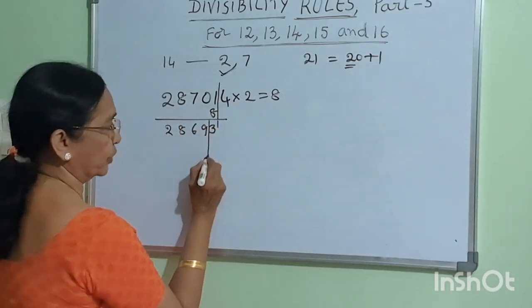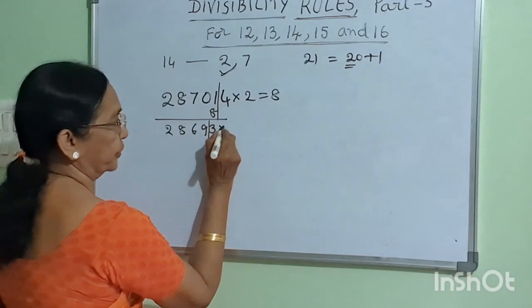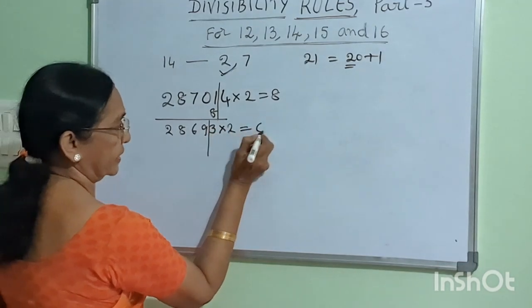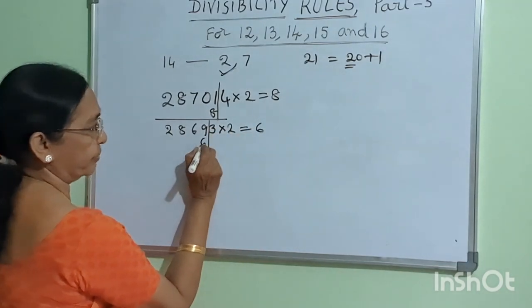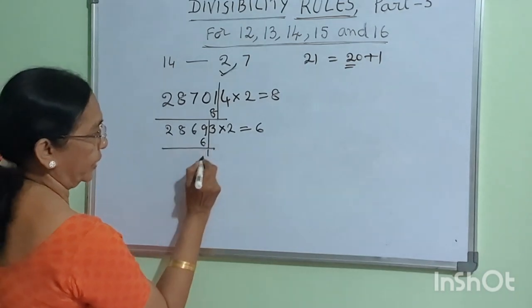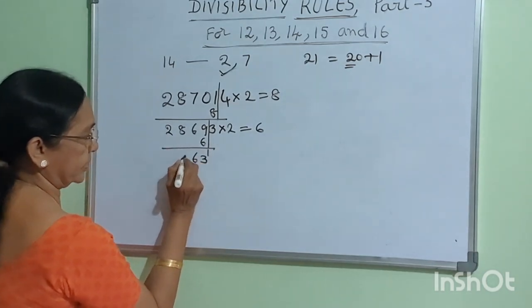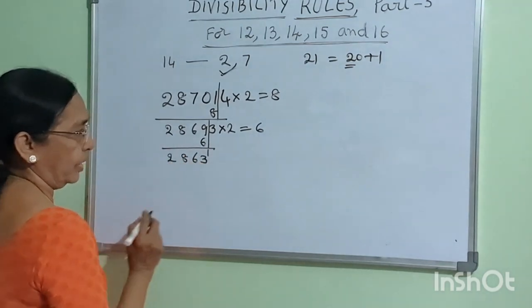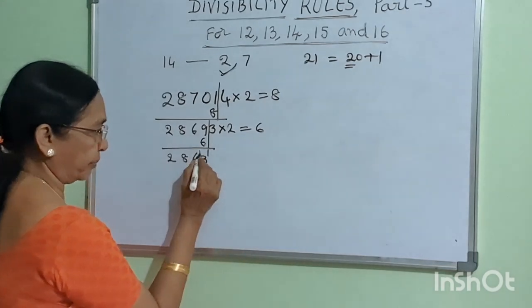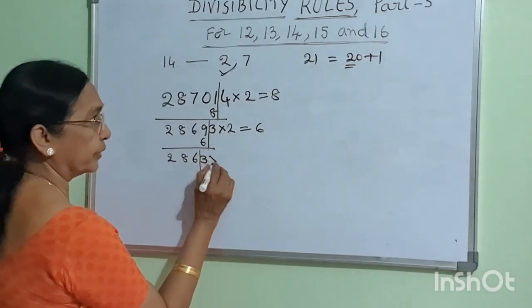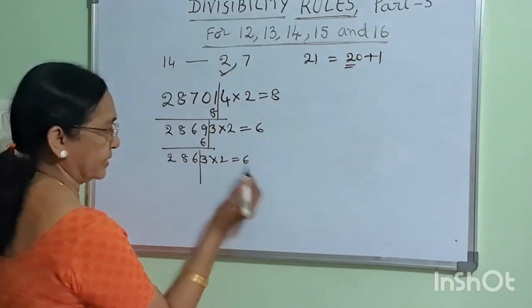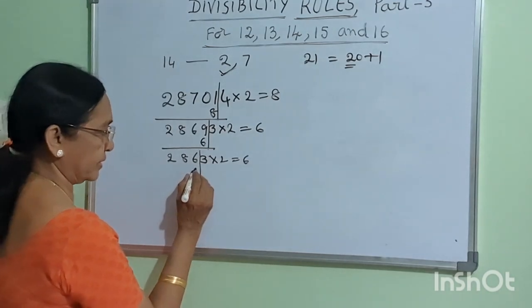Again apply the same rule. 3 into 2, osculator 2, is 6. So subtract it from the remaining number. We get 3, 6, 8, 2. We again apply the same rule. 3 into 2, 6. Subtract it from this number, 6.